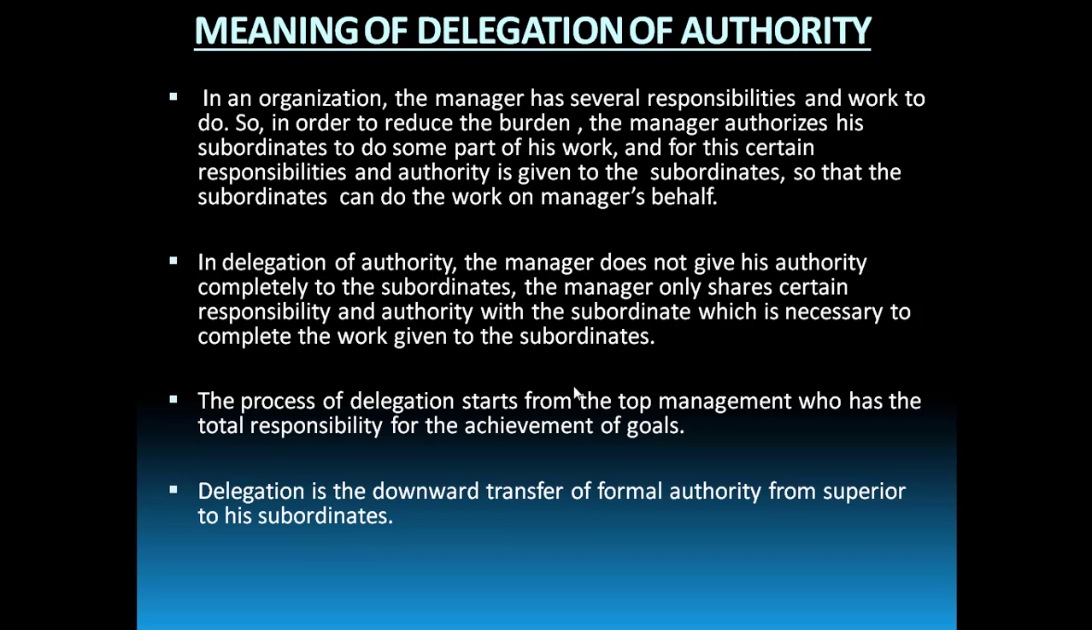Right? So in delegation of authority, the manager doesn't completely give his authority to the subordinates. It's only a share of the manager's authority and responsibility with which the subordinate does the work which is given to him. Right? So the process of delegation starts from the top management, who has the total responsibility for achievement of the goal. Delegation is the downward transfer of formal authority from superior to subordinate. Downward transfer means the manager downwardly transfers the authority and responsibility to his subordinate.